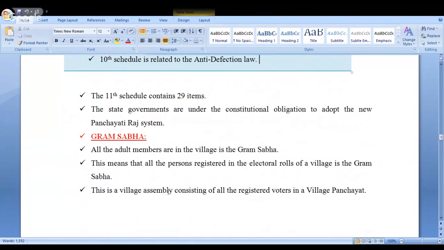The state governments are under the constitutional obligation to adopt the new Panchayati Raj system. Previously, there was a negligence with respect to the Panchayati Raj, and now you cannot neglect because it is very much mentioned under the Constitution of India. Clear? So this is the constitutional obligation. For this reason, number one, you need to establish the Gram Sabha.